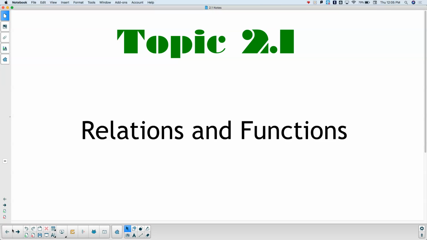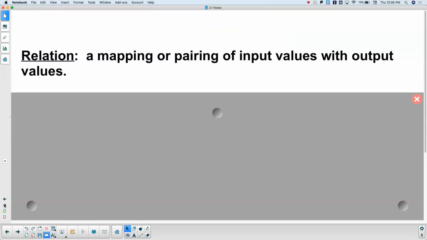So we're going to talk relations and conjunction junction. What is your function? Okay. So first off, a relation is a mapping or a pairing of input values with output values. So you put something in, and then out pops something else. Okay?